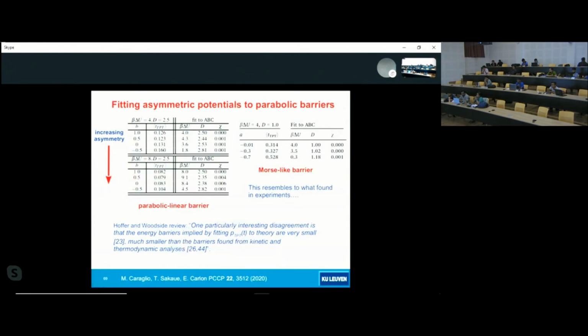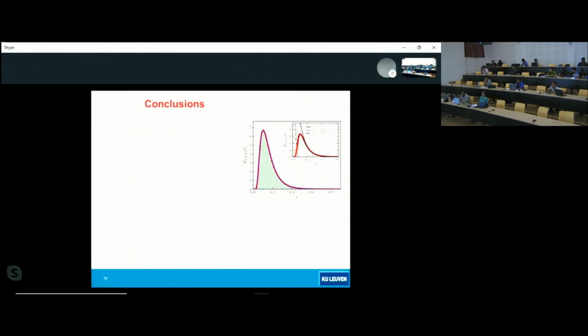Right, so this is the end. I'm here at the conclusion. What we studied is this transition path time distribution. This is the shape that we see here. We have discussed it for several models.